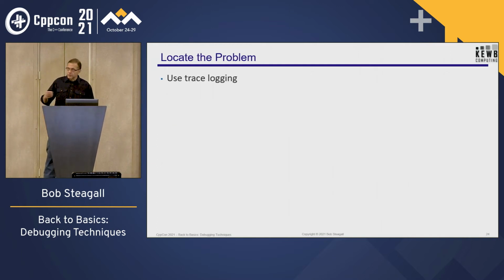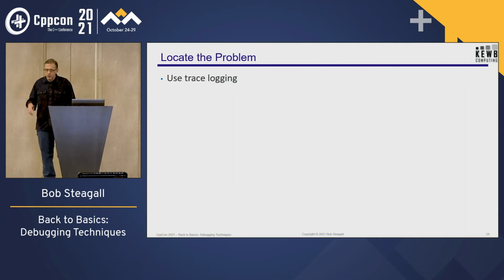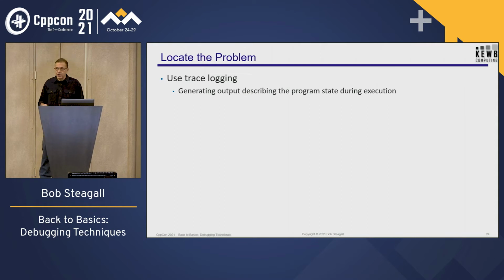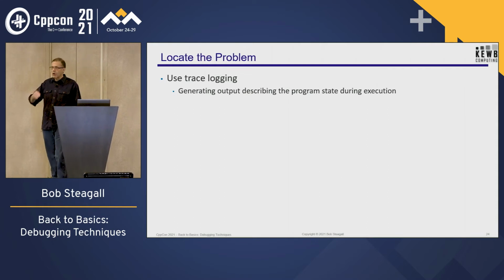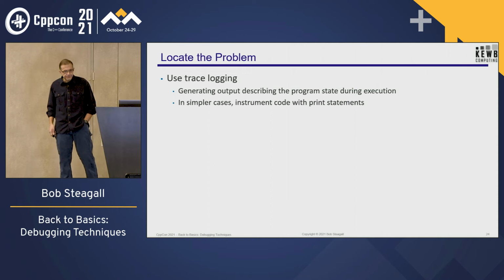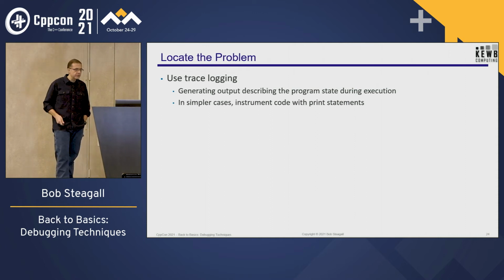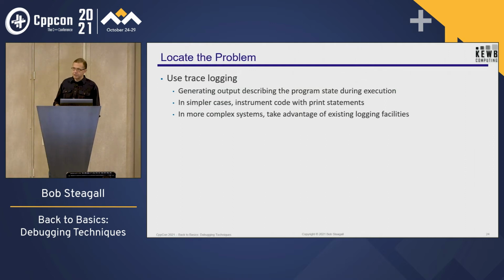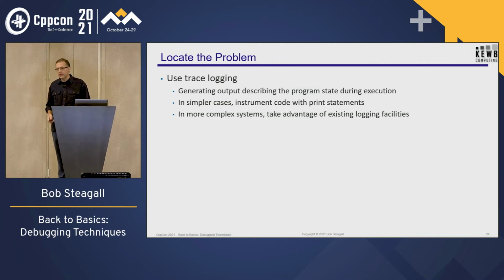Use trace logging. So I'm going to go into some specific, slightly lower-level techniques. So trace logging, right? It's generating output that describes the program state as it executes. In simple cases, you can instrument your code with print statements. In more complex systems, there's probably logging facilities that are built in. So you can turn up the log level or introduce new logging statements and effectively do trace logging by piggybacking on the existing logging systems.